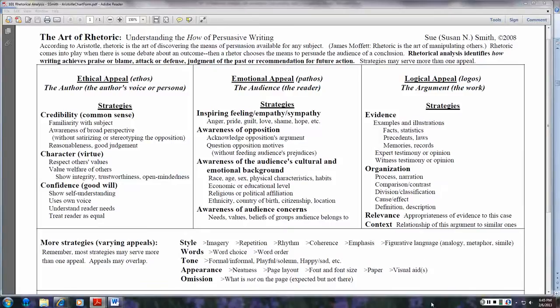Notice that strategies may serve more than one appeal. Notice that Smith has classified the strategies under each of the appeals, but then notice that there are also more strategies that you can consider: style, words, tone, appearance, and what is not on the page. When we think in terms of the text, the arguments that we have already read, you could see that they use these elements in addition to ethos, pathos, and logos. But let's look at each one of the appeals closely and see what we look for in a text.